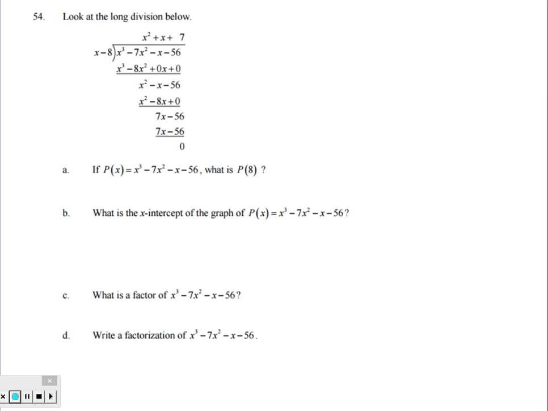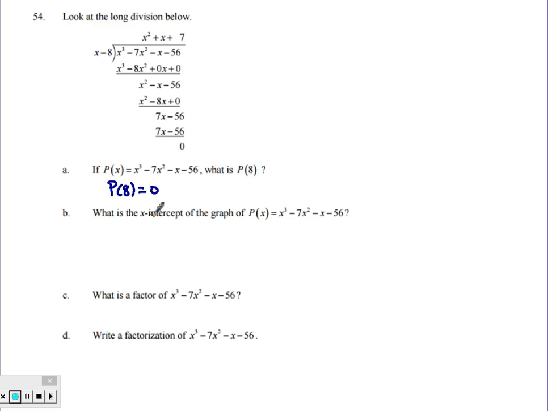Okay. Let's look at this. Look at the long division below. If p of x is that, so that's this right here. And what is p of 8? So p of 8, we get our remainder, right? You could just plug in 8, but you'd see you end up getting 0. P of 8 equals 0.